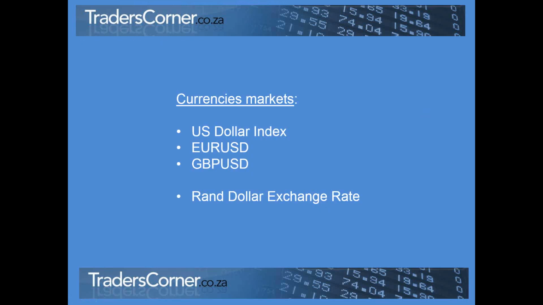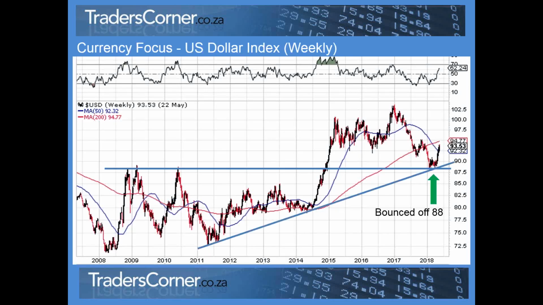All right, then let's take a look at some of the currency markets. So I'll look at the US dollar index, the euro dollar and the pound dollar, and then the rand, of course, the rand against the dollar. So here's our US dollar index. I always go back quite far on this chart, back 10 years or so.